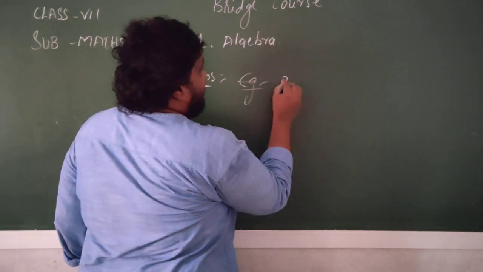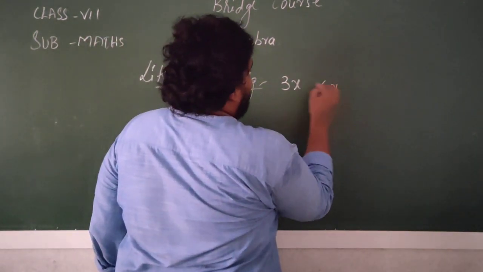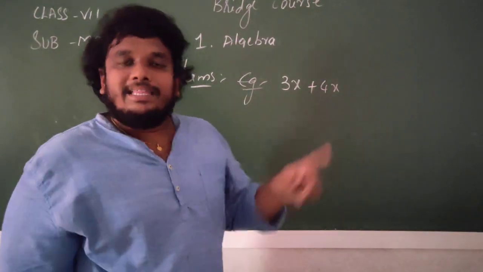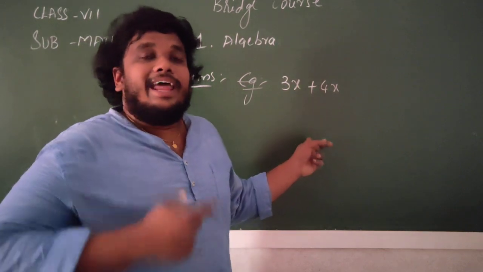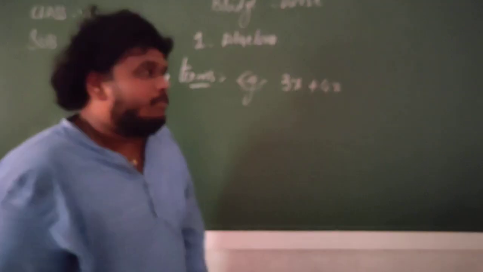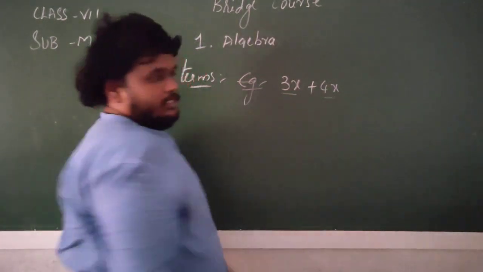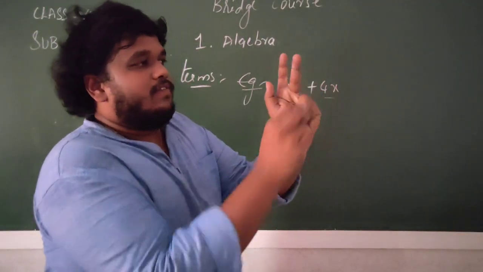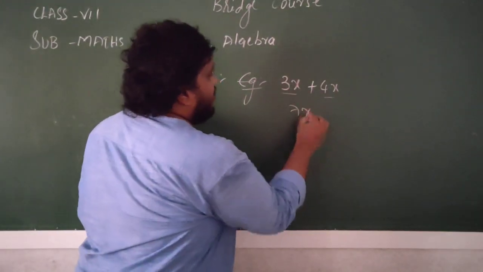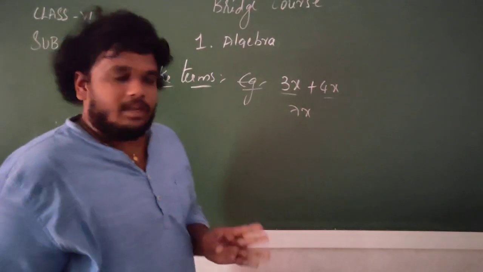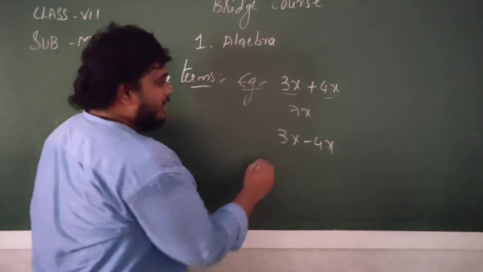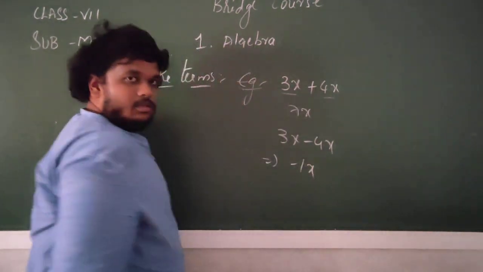3x and 4x. If I want to add 3x and 4x, they belong to the same family, right? They are like terms. I said that like terms can be added and also subtracted. So how can you add them? Just add 3x plus 4x: 3x, 4x, 5x, 6x and 7x. So they can be written as 7x. Is it clear? If I want to subtract 3x minus 4x, what is the answer here? Minus 1x, isn't it?